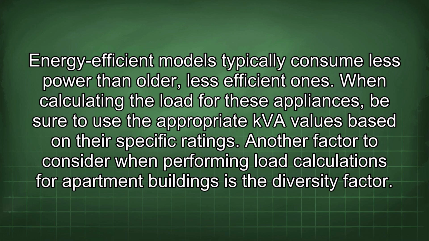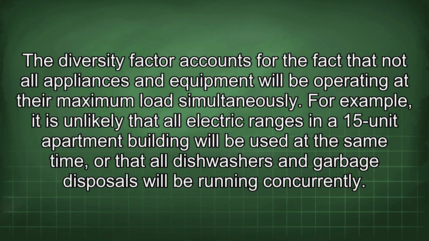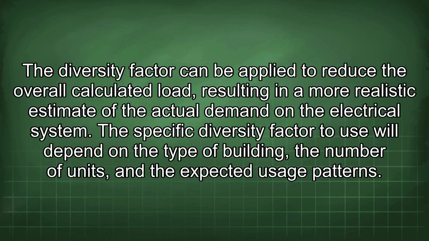Another factor to consider when performing load calculations for apartment buildings is the diversity factor. The diversity factor accounts for the fact that not all appliances and equipment will be operating at their maximum load simultaneously. For example, it is unlikely that all electric ranges in a 15-unit apartment building will be used at the same time, or that all dishwashers and garbage disposals will be running concurrently. The diversity factor can be applied to reduce the overall calculated load, resulting in a more realistic estimate of the actual demand on the electrical system.